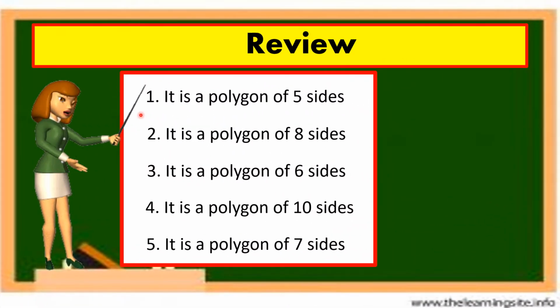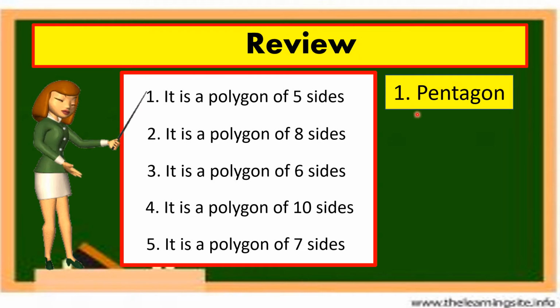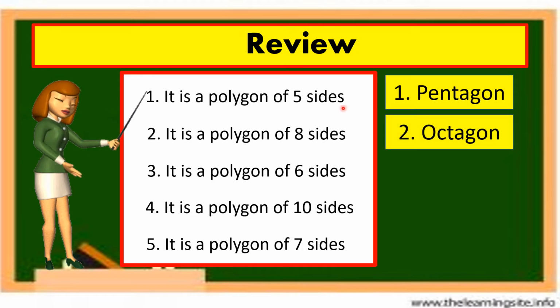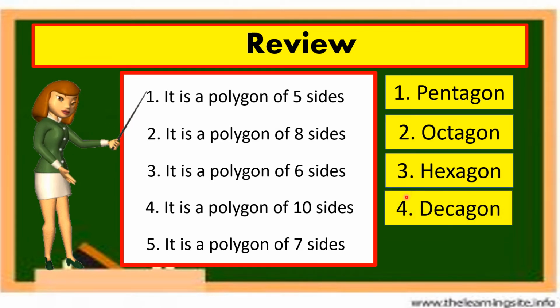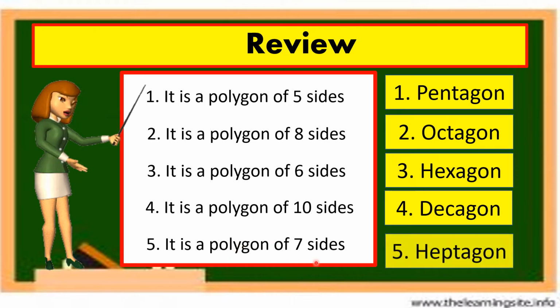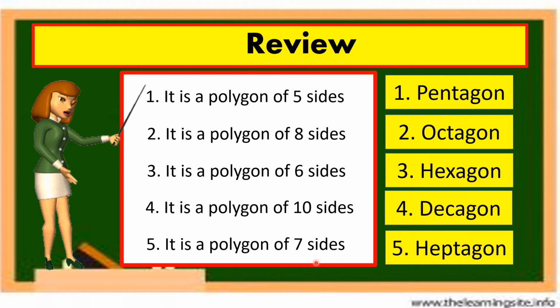We need to review. It is a polygon of 5 sides. We have a pentagon, a polygon of 8 sides. We have an octagon, a polygon of 6 sides. We have a hexagon, a polygon of 10 sides, a decagon, and for the last number, it is a polygon of 7 sides, and that is a heptagon. Did you get the correct answer? Very good.